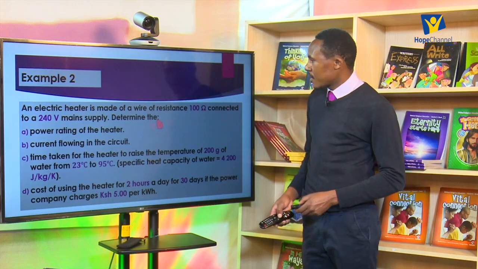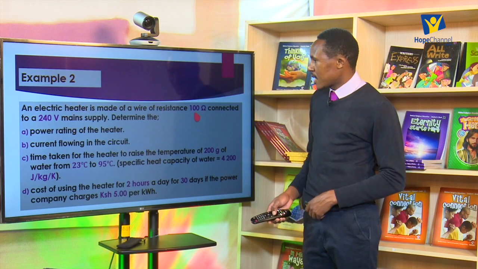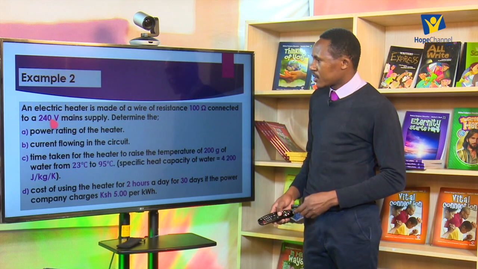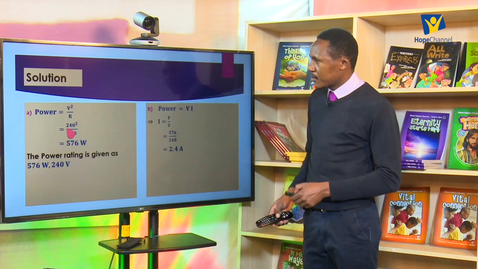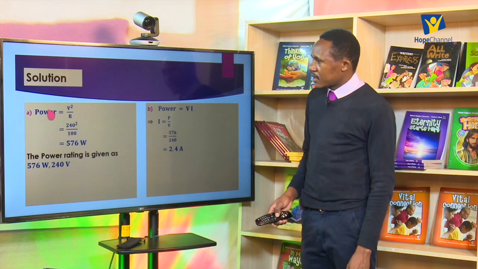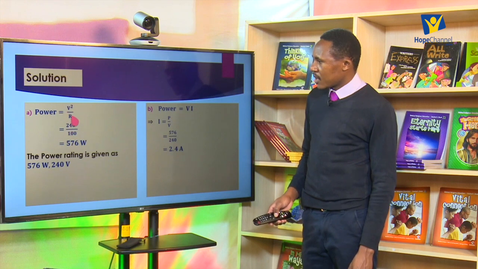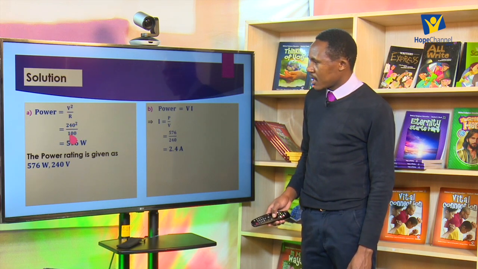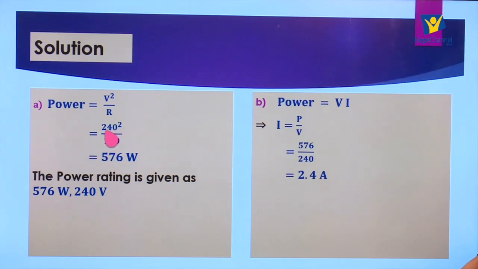So here we have a case where the resistance is 100 ohms and the potential difference is 240 V. Now, power rating, power is given by V squared over R. V is 240, so 240 squared divided by 100. 240 squared is 57,600, giving us 576 watts.